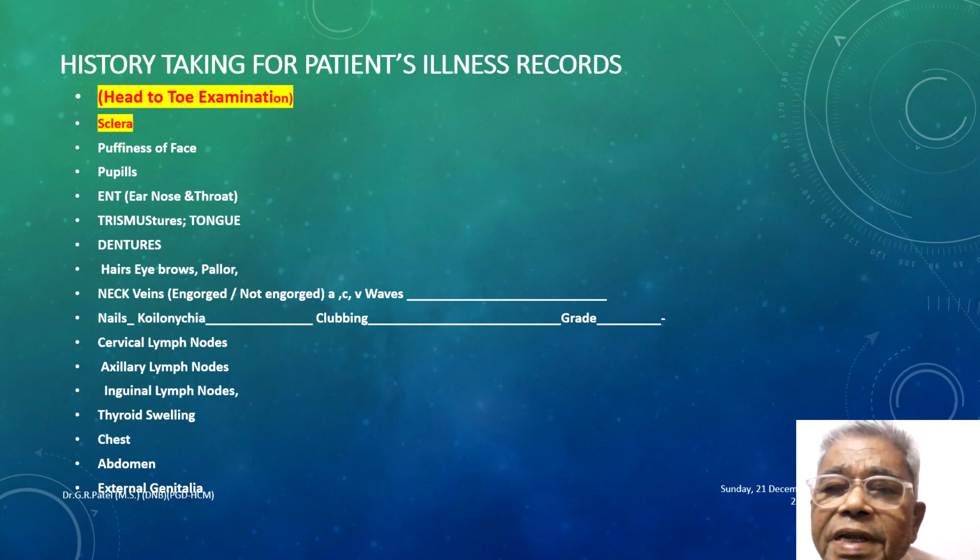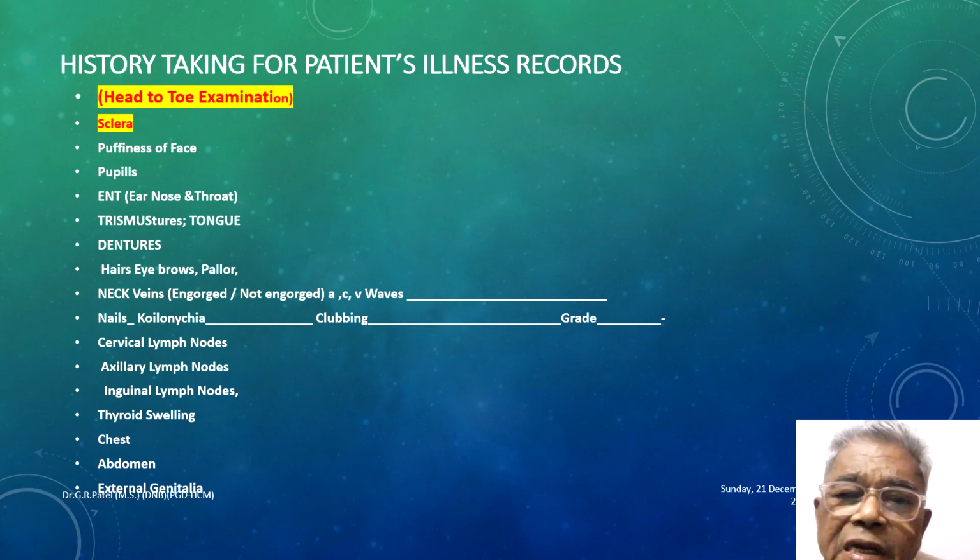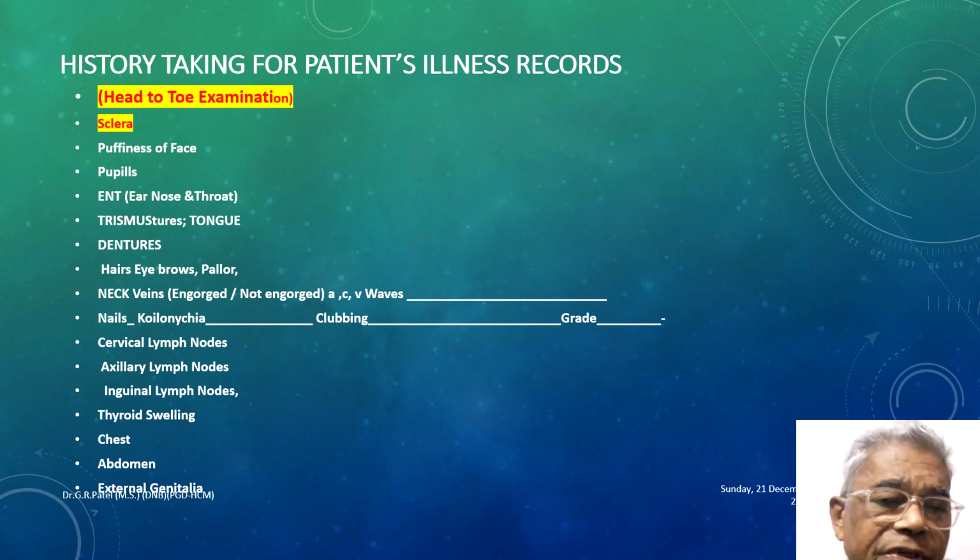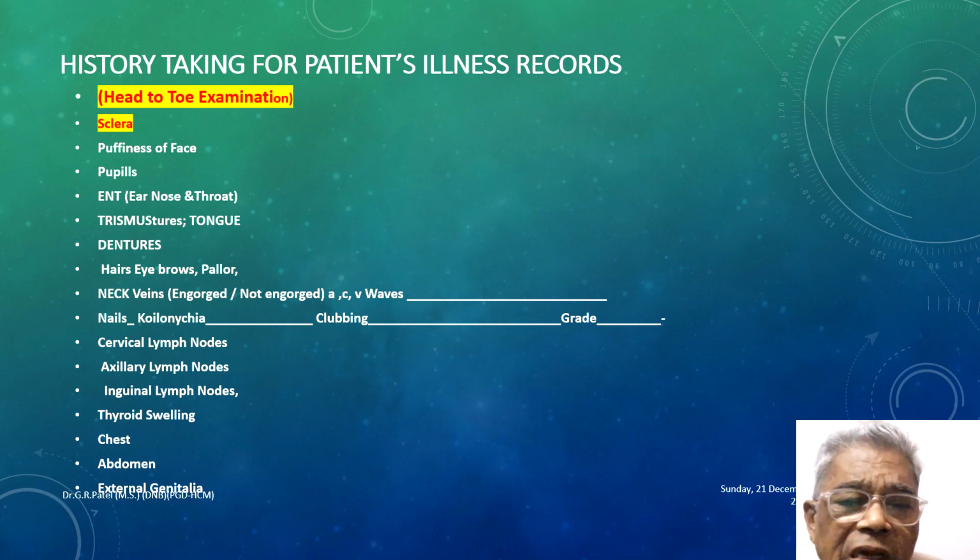Then engorgement of the neck veins must be seen in a recumbent position. Cervical lymph nodes must be examined. They are enlarged in tuberculosis. Thyroid swelling, if present, must be examined in a systematic way. Chest for any obvious deformity. Abdomen for visible lump. Then puffiness of face occurs in renal failure. Pupils, unequal pupils, that is Hutchinson's pupil, ENT, ear, nose, and throat must be examined.